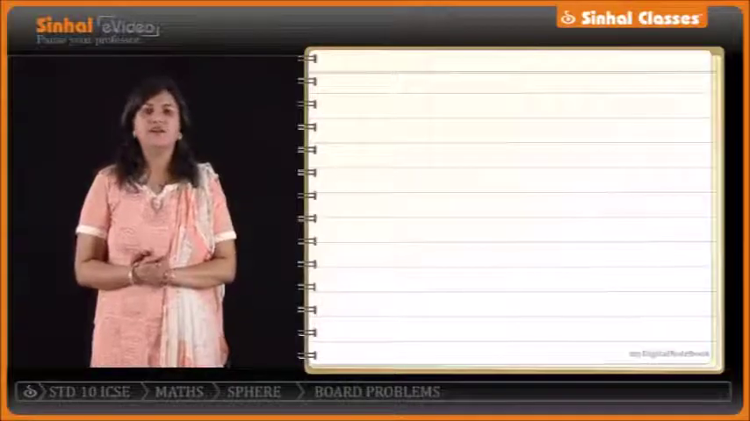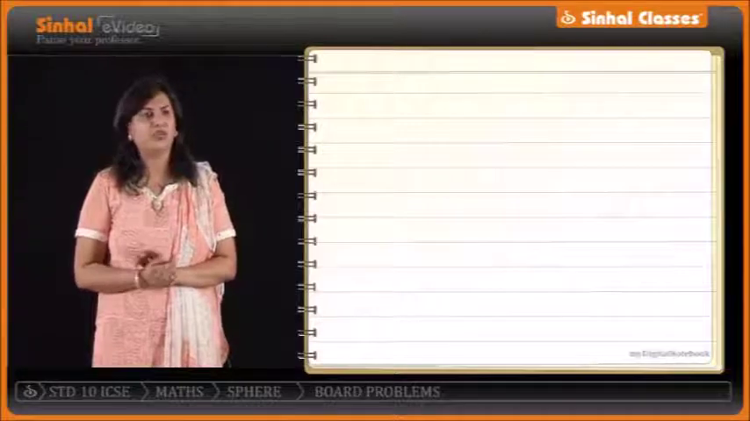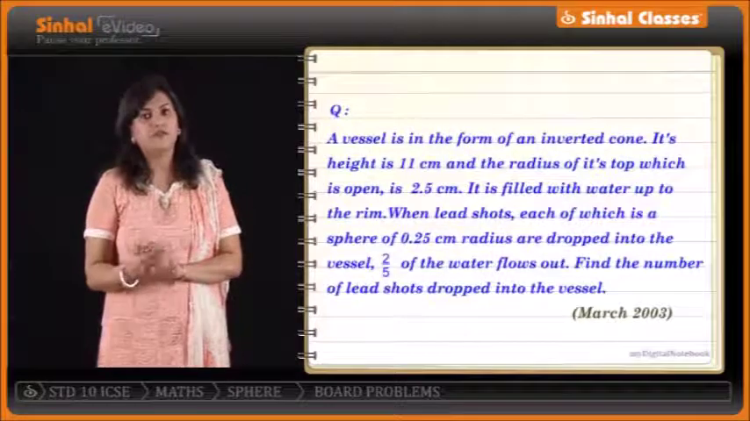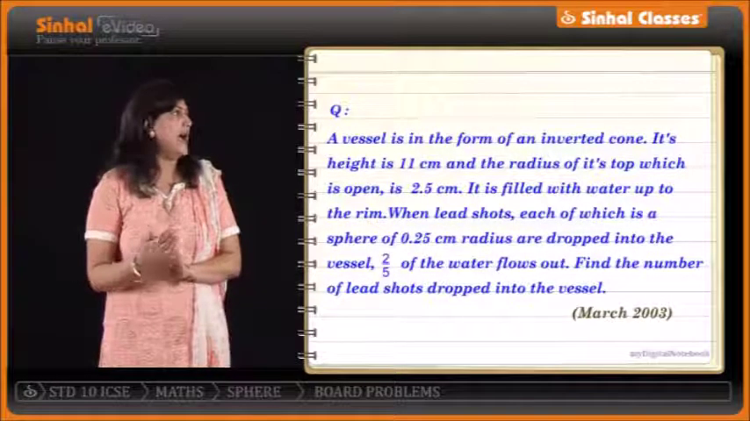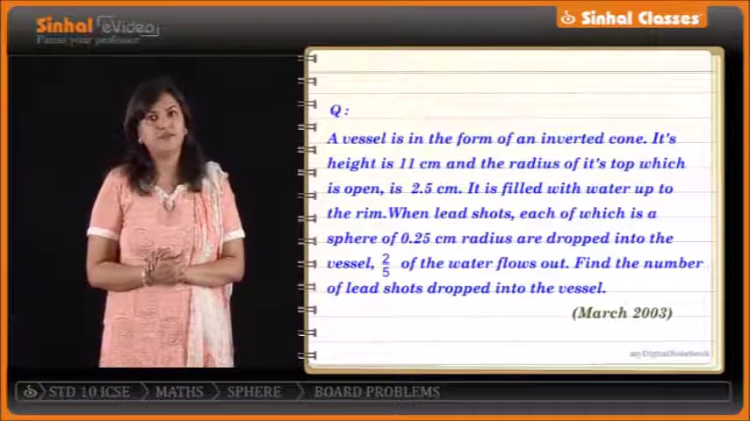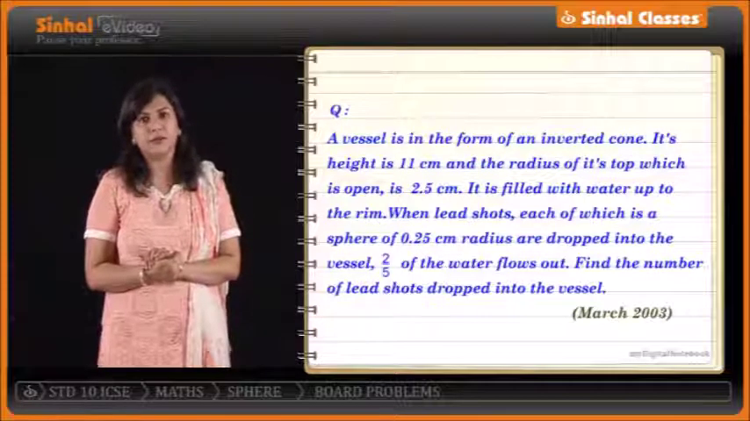Now let us solve some board questions. We take the March 2003 board question, that is, a vessel is in the form of an inverted cone, its height is 11 centimeter and the radius of the top, which is open, is 2.5 centimeter. It is filled with water up to the rim.